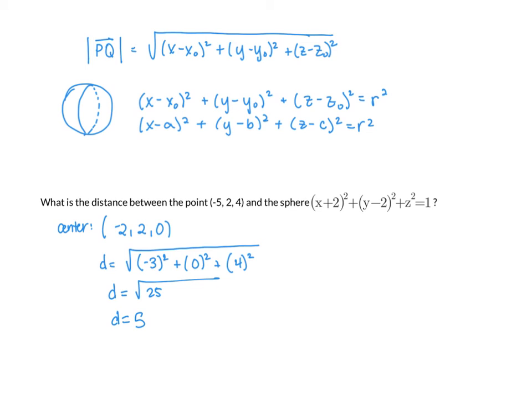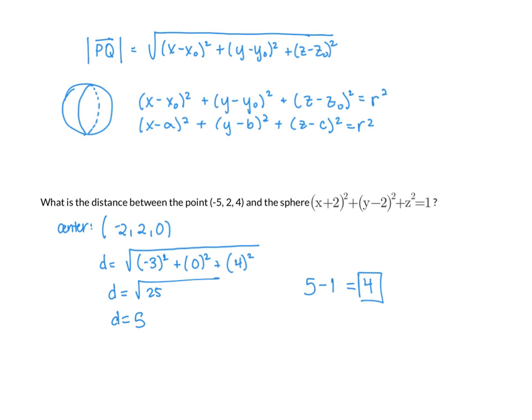Now, I just found the distance between the point and the center. That's not actually what the question asked. What did the question ask us to find? The distance between the point and the sphere. So how far away is the center from the edge of the sphere? Well, the center from the edge of the sphere is 1. So if my distance between the center and the point is 5, and the distance between the center and the sphere is 1, then the distance between both would be 4.